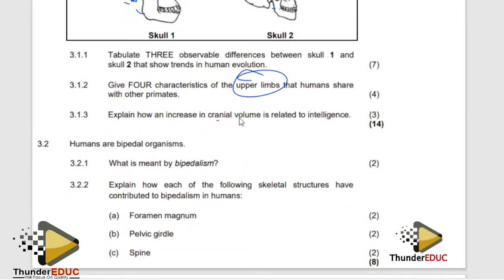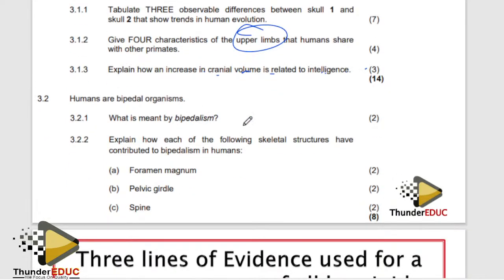Explain how increase in the brain volume leads to intelligence. I talked about that. An increase in the cranium means more brain cells, and more brain cells lead to a high intelligence. So what is bipedalism? Walking on 2 hind limbs or lower limbs.